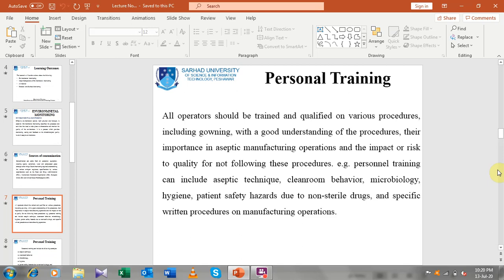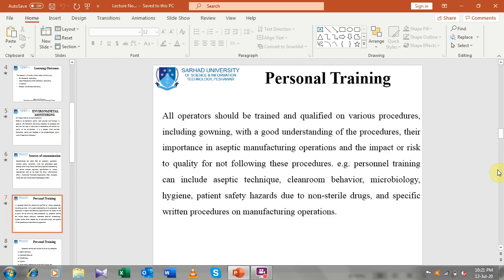All operators should be trained and qualified on various procedures. If I say a microbiological section, a qualified person should be there, and in the production department, a qualified person, that is the pharmacists working there, should be properly trained about every process and every procedure relevant to their production, including gowning and dressing, with a good understanding of the procedures. The standard operating procedure for every step and every process should be followed, and operators as well as qualified persons should be properly trained.